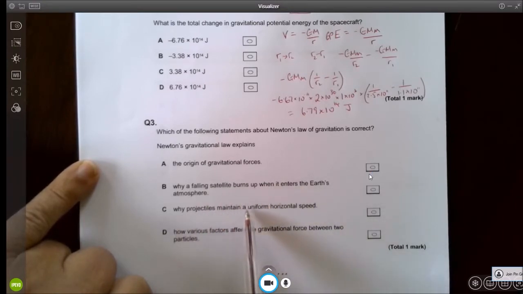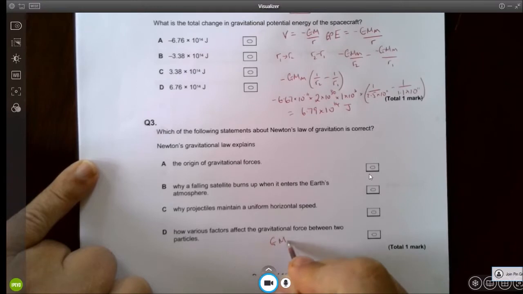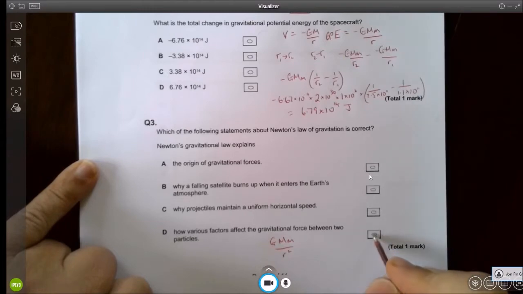Why projectiles maintain a uniform horizontal speed? Well, if you ignore air resistance, that's true, but that's to do with Newton's first law, not to do with gravity. How various factors affect gravitational force between two particles, and that of course is the answer, because fundamentally it's Gmm over r squared. Here are the factors that affect the gravitational force. So D is your answer.